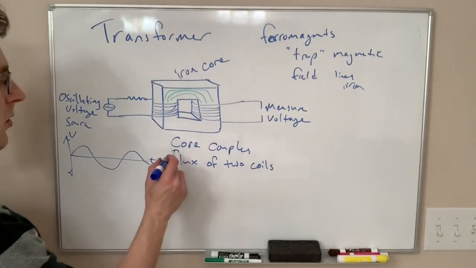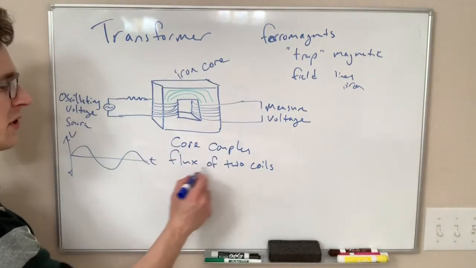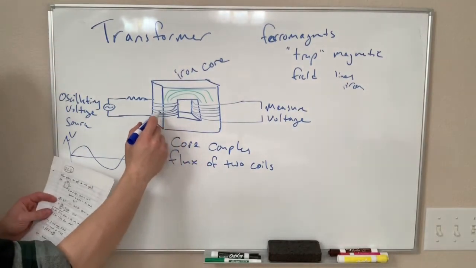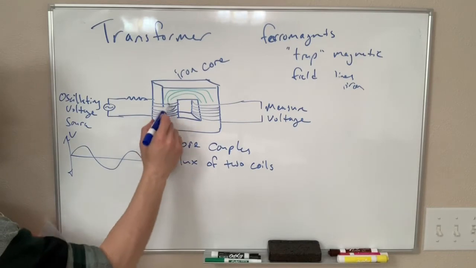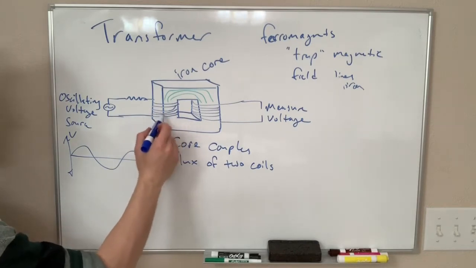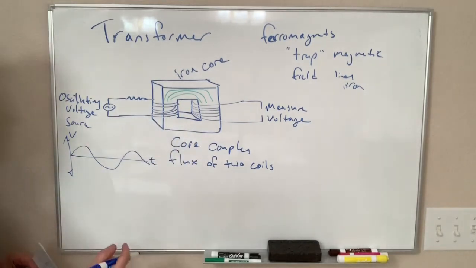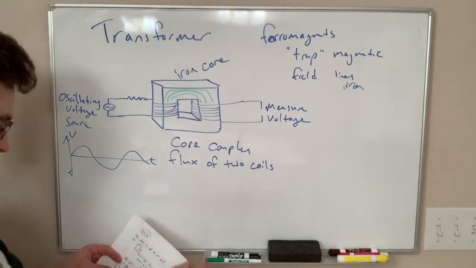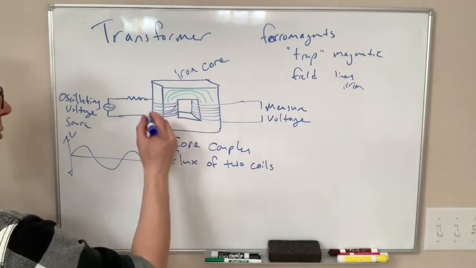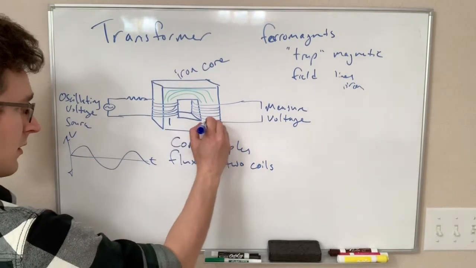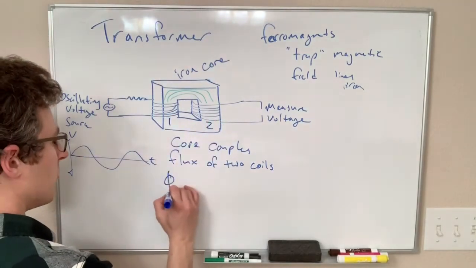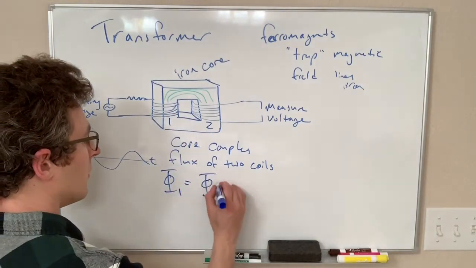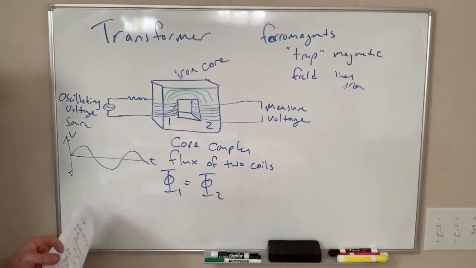Okay, so this core, like I said, is coupling the flux of the two coils. This means that the flux going through this coil is going to be equal to the flux going through this coil. So if we label these sides, I'm going to call this side 1 and side 2, we have that the flux through side 1 is equal to the flux through side 2.